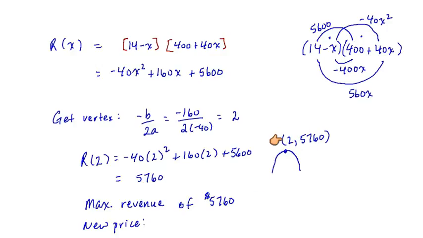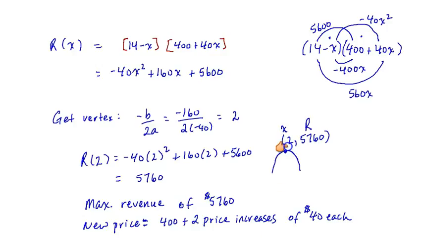But that wasn't all we were asked to find. This is the vertex. So the maximum revenue is right there. The X value that gives it to us is right there. But that's not the new price. Remember, X represents the number of price increases. So we have 2 price increases. In this problem, they're worth $40 each. So our new price is going to be $480.